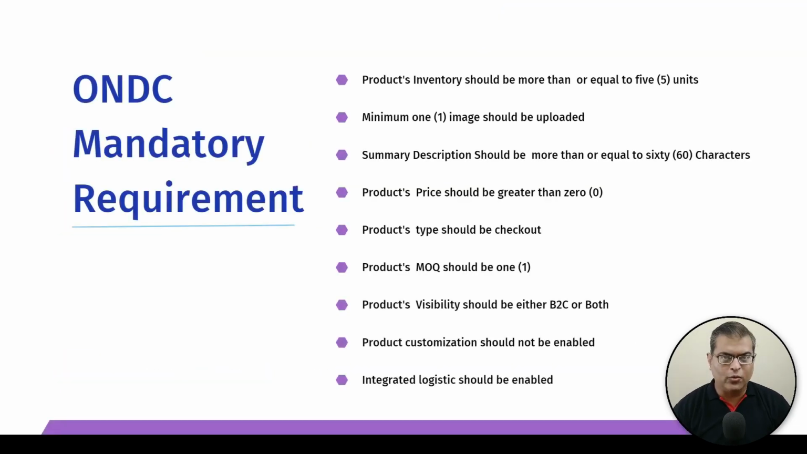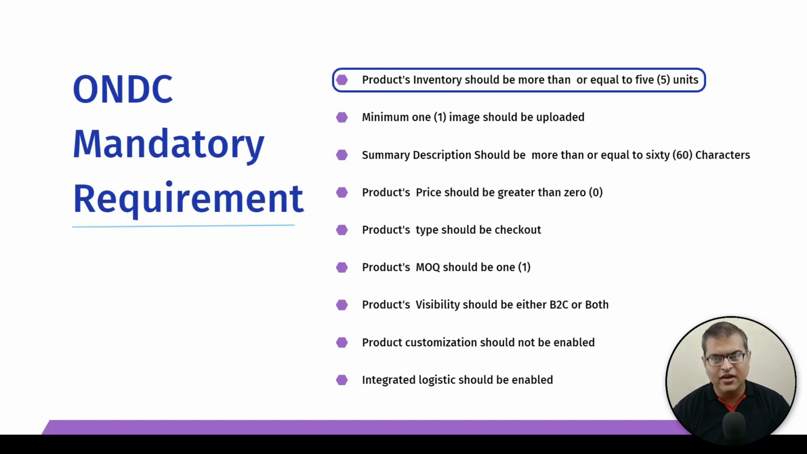So these are the ONDC mandatory requirements. The first one is product inventory should be more than or equal to 5 units. Now this is a very simple rule, but how do you check whether your inventory is greater than 5 or not? So it is very simple.